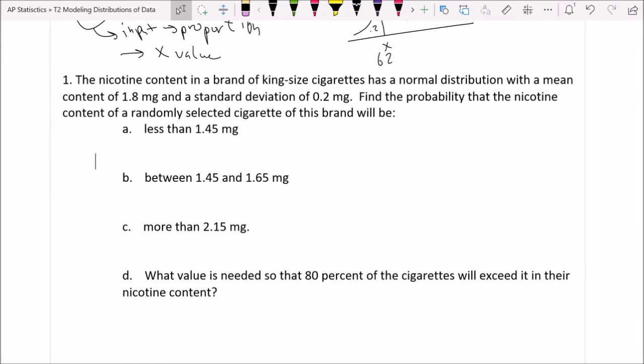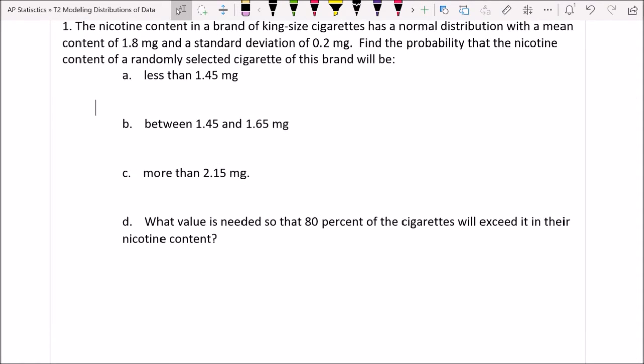This one is about nicotine content in cigarettes. So again, I think this would be a really good one for you to pause the video and try on your own. So give it a shot.